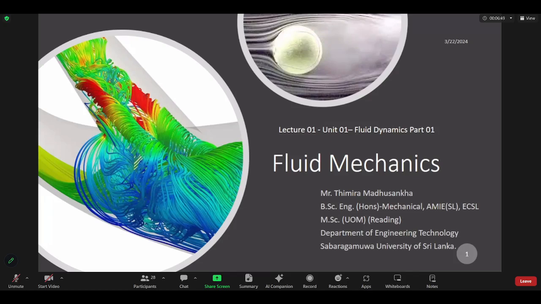So what is fluid mechanics? In this lecture series, you can identify the behavior of a fluid, what the properties of these fluids are, and what the main applications and real-world applications are. Likewise, you can identify these things through this lecture series.